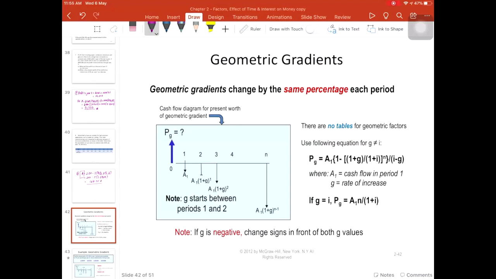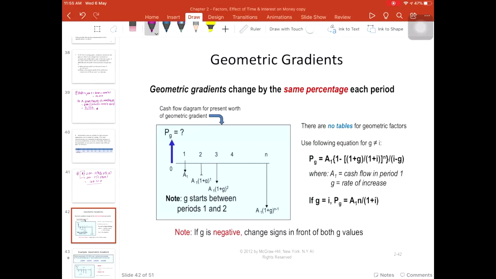Okay, for example, can you see from the Casio diagram? It's added as a percentage. Okay, 1 plus G, where G is the rate. It is added consistently. If G is not zero, then the formula is PG equals A1 times the bracket 1 minus (1 plus G) per (1 plus I) power of N, per I minus G. Okay, G is the rate of interest.